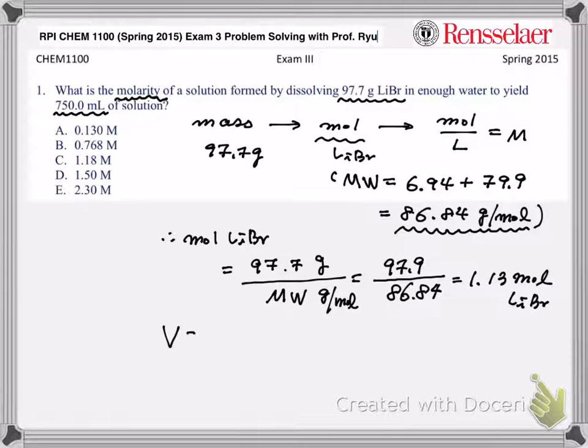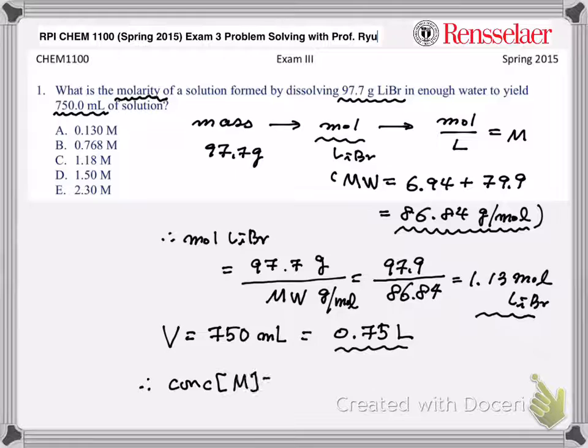And what was the volume? 750 milliliter. I want to change to the unit of liter, and so this is what I have. So therefore, concentration in the unit of molarity is 1.13 mole over 0.75 liter. That will get you 1.5 molar concentration. So the answer here will be D.